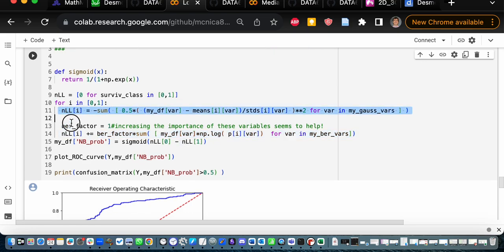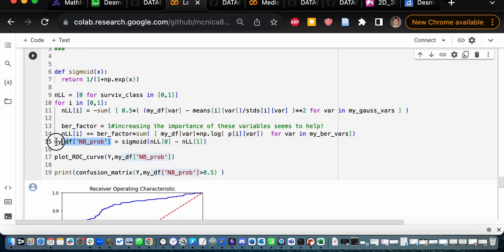And we add up these negative log likelihoods. NLL is negative log likelihood. We add them all up. There's two classes. What was the likelihood for dying? What was the likelihood for living? We do the difference, and that gives us some number, the log likelihood of dying minus living, class 0 minus class 1. And then we apply the sigmoid function.